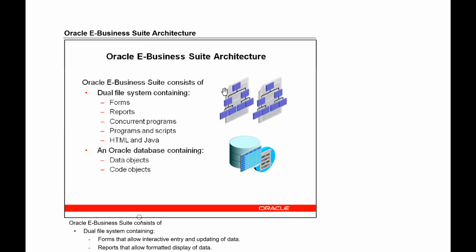Users normally connect from the client tier to this run file system, and they'll be using this run file system. If at all you need to apply some patches, you have a patch file system. Every file system is a physical file system. For the database you have to run queries, whereas for the applications it is physically present. And it has forms, reports, concurrent programs and scripts, HTML and Java.